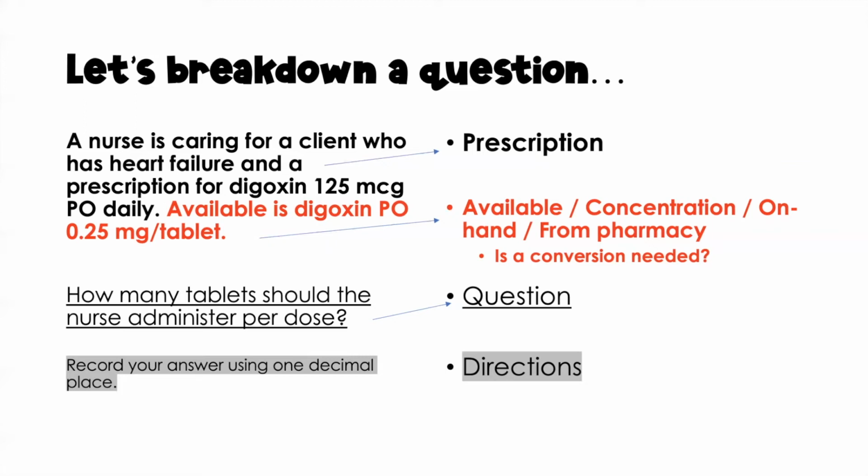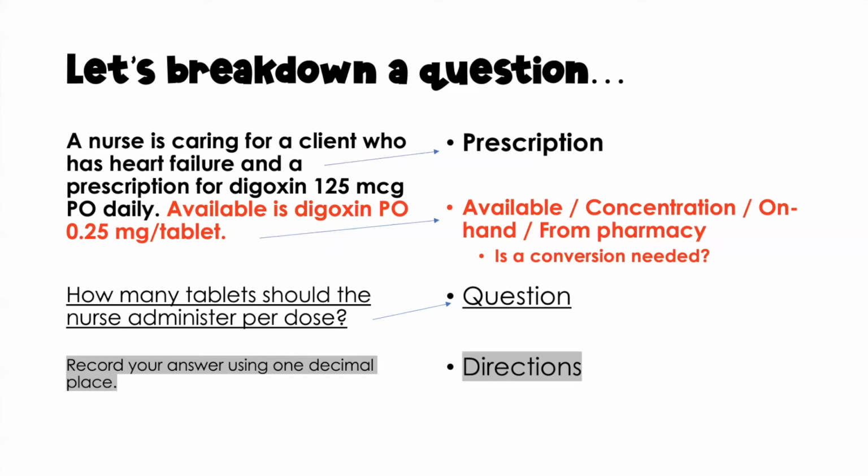And then you've got your question. In this case, it's how many tablets should the nurse administer per dose? And then more often than not, you do have those rounding rules. Now, the thing that I want to help you understand about conversions before we jump into actual calculations is I like to convert to what I have on hand. Now, you can convert to the order. It doesn't really matter. The answer is going to come out the same either way. However, what I have on hand is what I'm actually going to give the client.